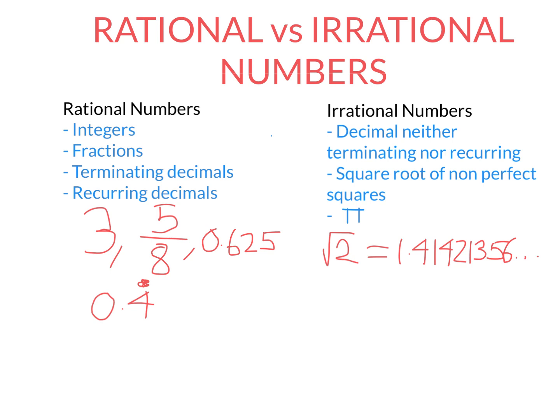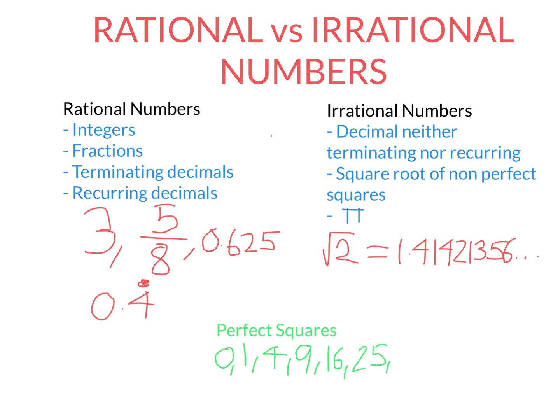So just to jog your memory, let's go through perfect squares. So perfect squares are numbers you get when you multiply an integer, a whole number, by itself. So 0 times 0 is 0. 0 is a perfect square. 1 times 1 is 1. 2 times 2 is 4. So 4 is a perfect square. 3 times 3 is 9. 4 times 4 is 16. 5 times 5 is 25, and so on.